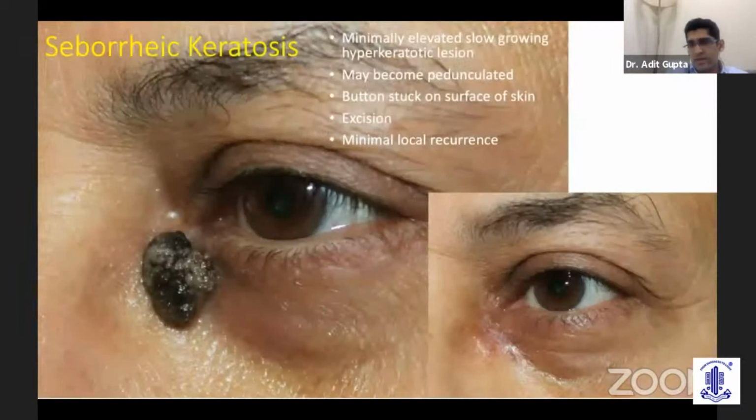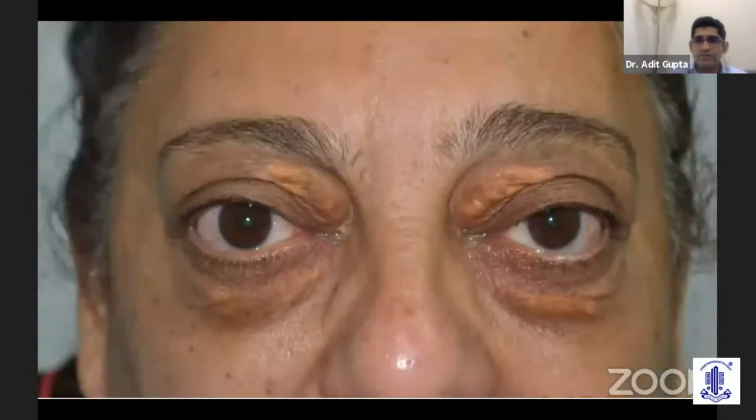This is again a giant chalazion which doesn't resolve only with incision and curettage and might require debulking and steroid injections from the anterior lamina. Seborrheic keratosis and squamous papillomas are again commonly encountered tumors. They are small hyperkeratotic lesions which may be sessile or pedunculated. Classical appearance is that of a button stuck on the surface of the skin. Excision with the help of radiofrequency cautery and reconstruction with flaps works very well for these tumors.